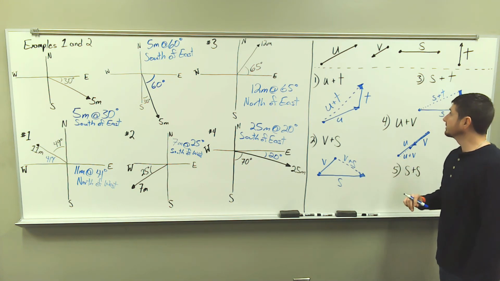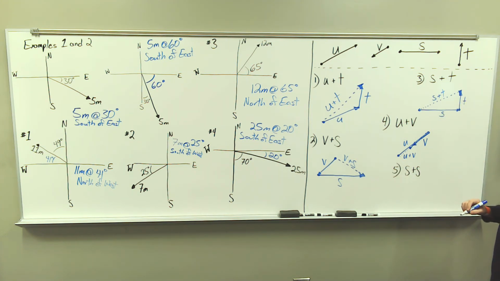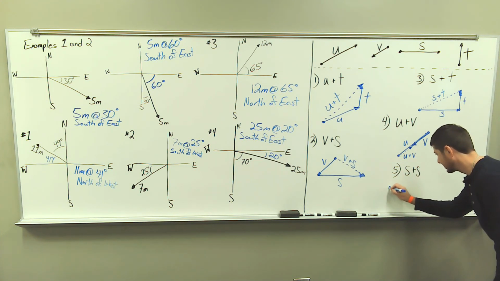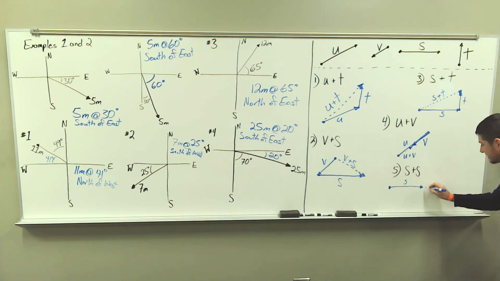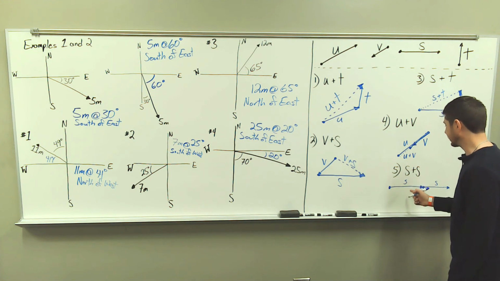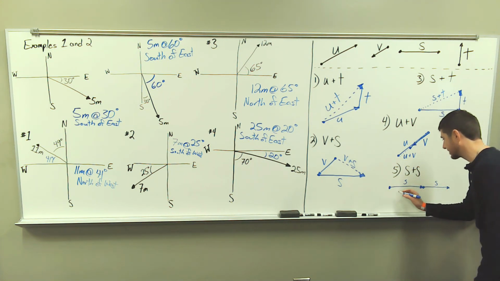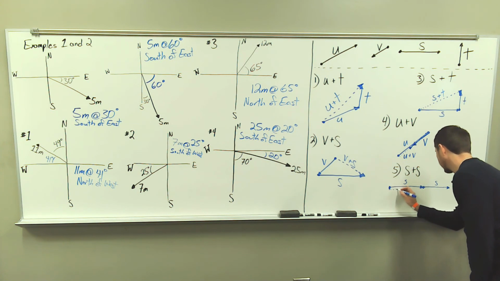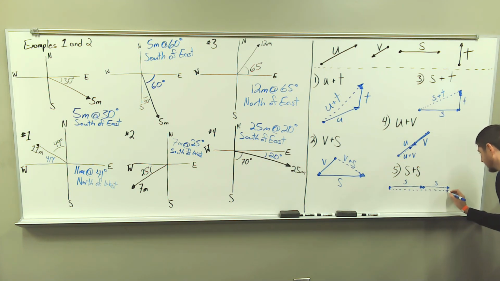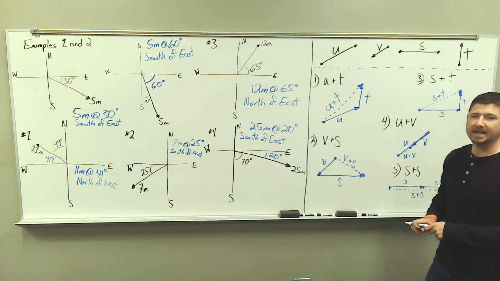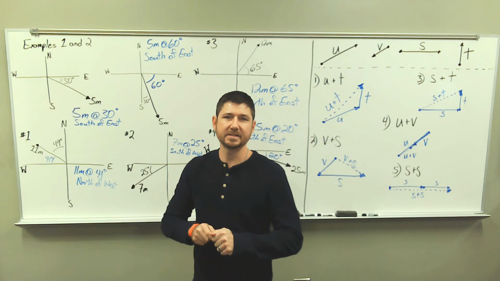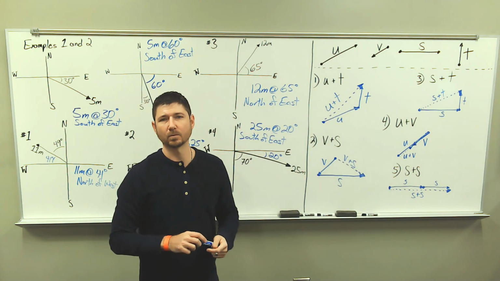I'll do one more, number 5. Right here, we have s plus s. There's vector s. And then head-to-tail method. Okay. And the resultant, so the sum of the vectors, I'll just draw it below there, is s plus s.